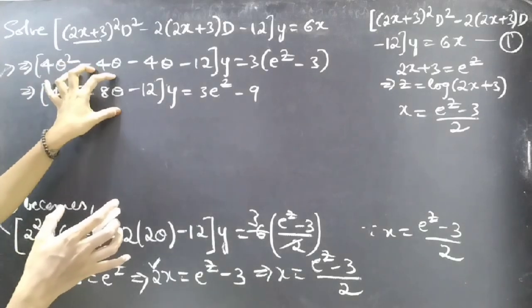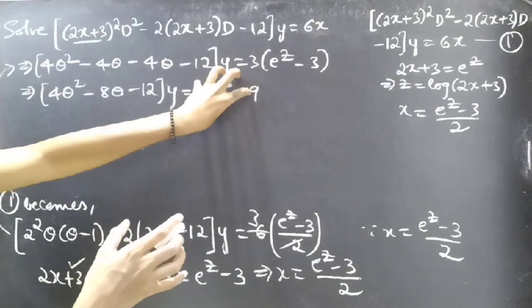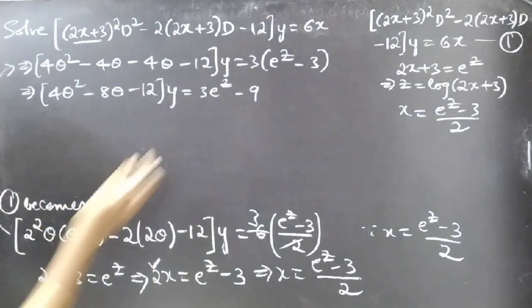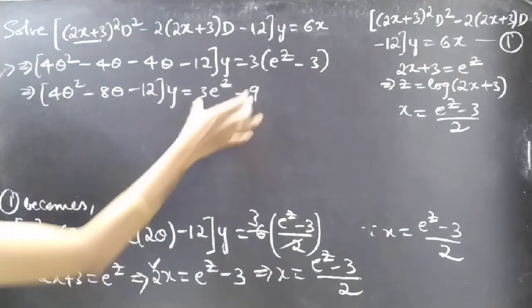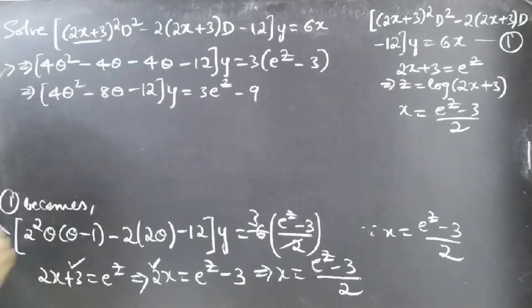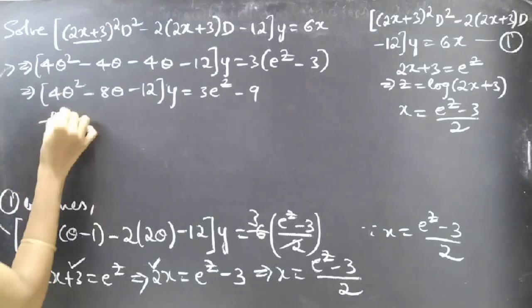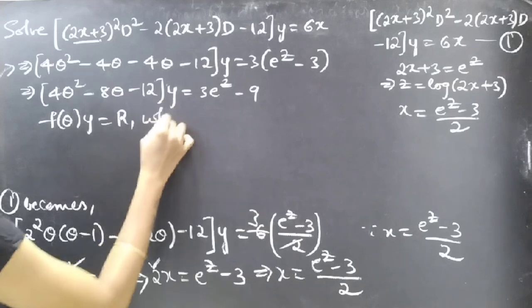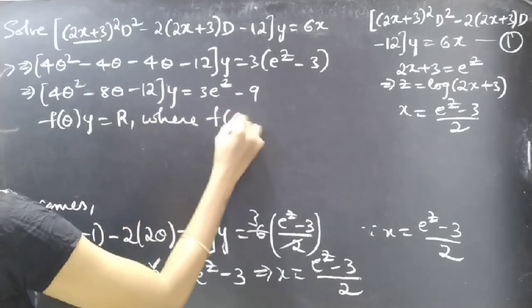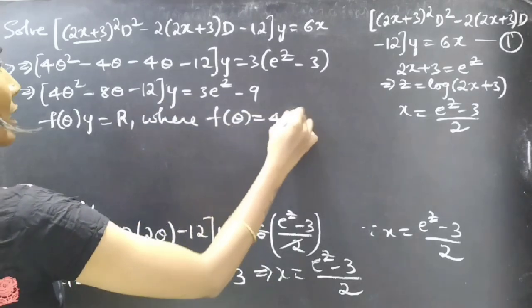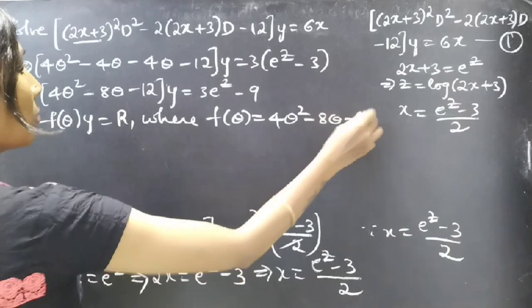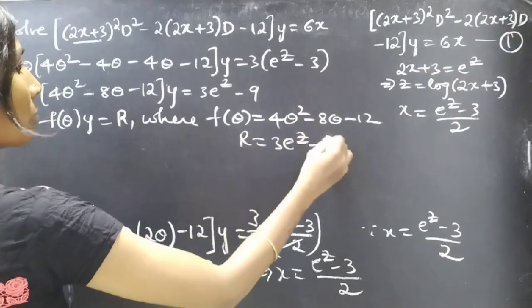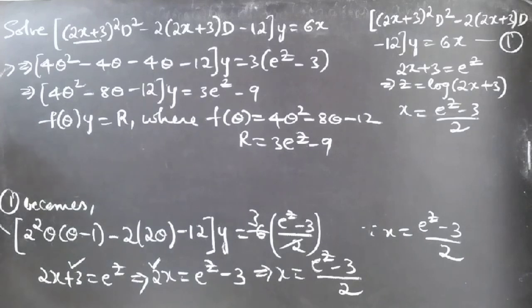Which in operator form, say f(theta), that is a function of theta into y, equals some function in z and a constant. I'll consider this as r and this as f(theta), which is of the form f(theta) y = r, where f(theta) = 4 theta² − 8 theta − 12 and r = 3e^z − 9.